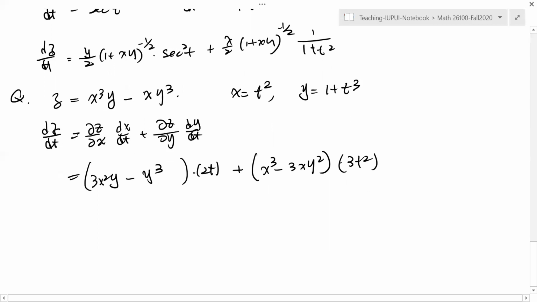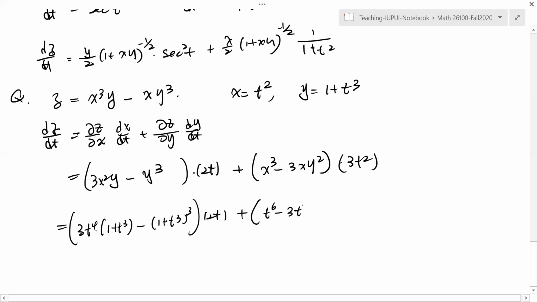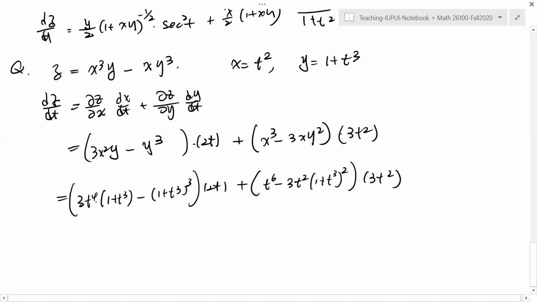Okay, so x is t squared, y is 1 plus t cubed. And if you want to put in the details, it's a little more complicated. So 3t squared, and the square is t to the 4th power, 1 plus t cubed minus 1 plus t cubed, and then 2t, and plus t to the power 6 minus 3t squared, 1 plus t cubed, and square, and 3t squared. Now, it's indeed a polynomial. Yes, you can write it as a polynomial because you know the formula for 1 plus t cubed and the cube.